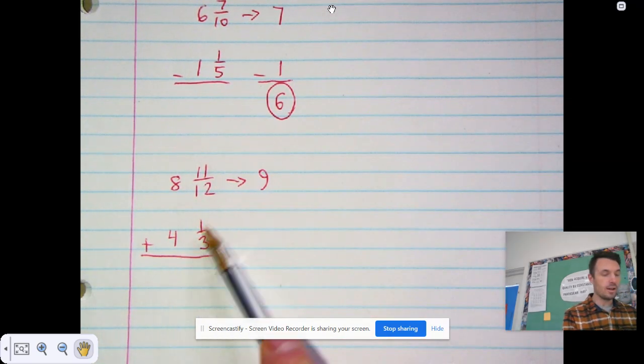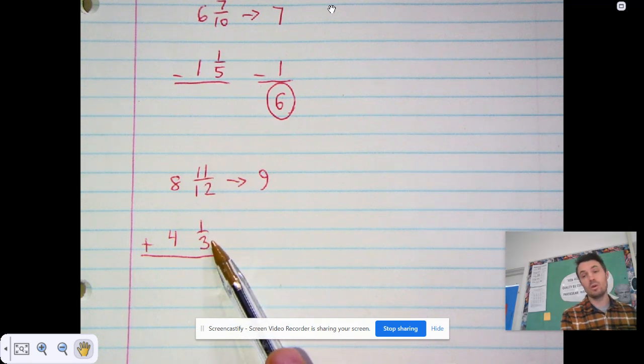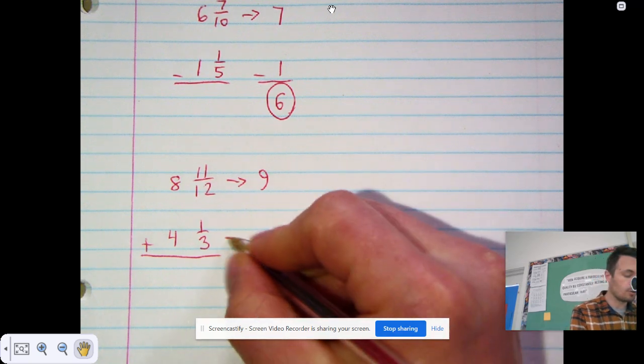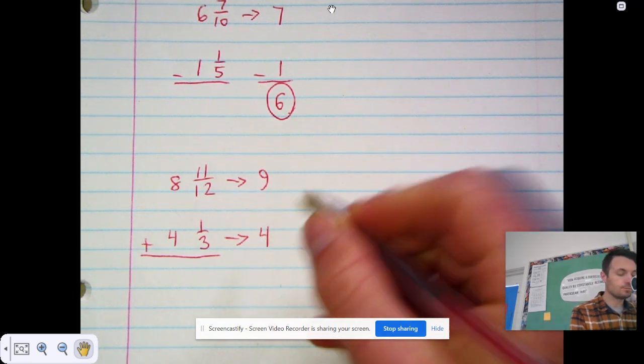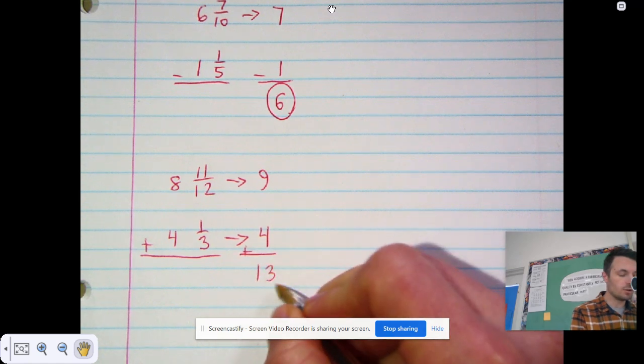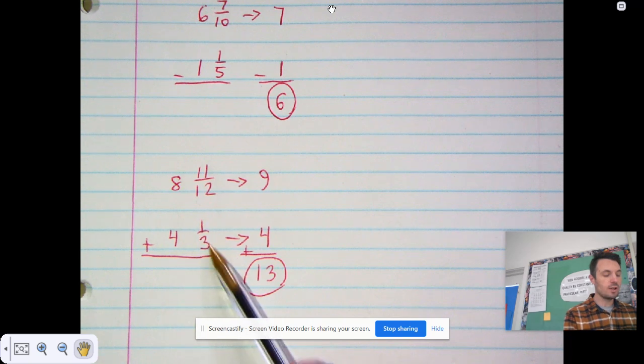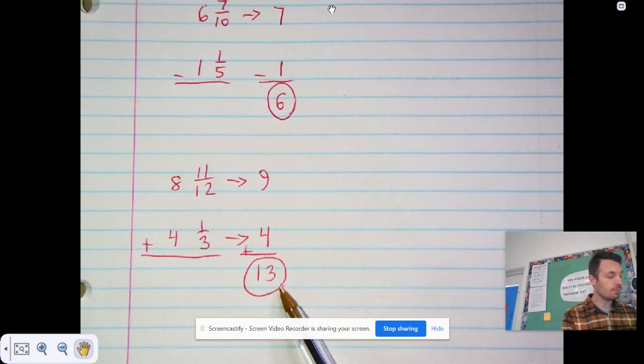Here we have 4 1/3. 1 is less than half of 3 because 1 1/2 would be half of 3. So we round down because 1/3 is less than a half. So we round down to 4. And now we add. 9 plus 4 is 13. So 8 11/12 plus 4 1/3 is about 13.